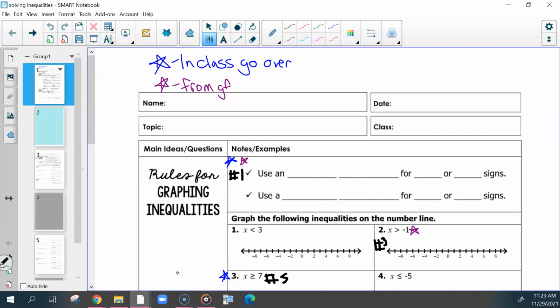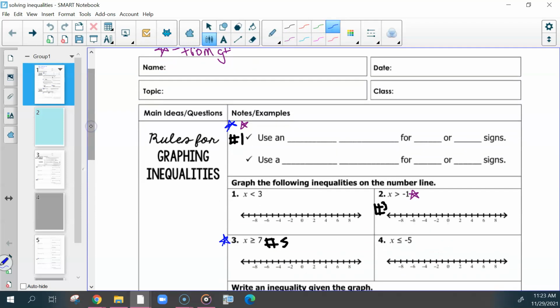Did you have a question? Yeah, are the notes online? Yeah. Notes are always posted online. There's a notes page. Find that, you'll find the notes.